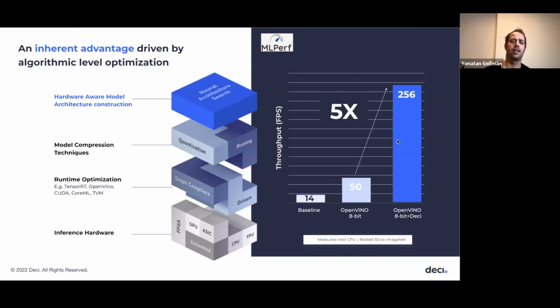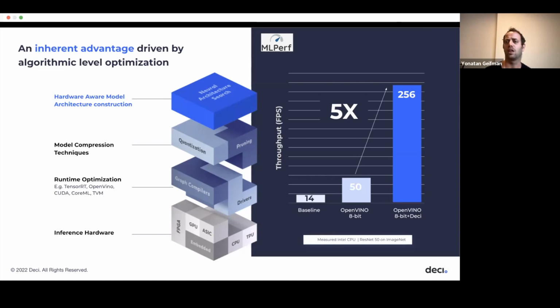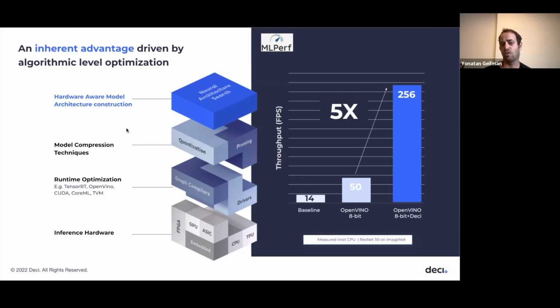So what we can understand is that control over the model design is a very important part of that stack that you cannot ignore when you design a production-grade application. It's really important to take into account the model design and the structure of the model and the performance behavior of that model on the target hardware that you're looking to use. By the way, I didn't mention, but all of those are compared to ResNet 50 on ImageNet. So that's the benchmark in MLPerf that we participated in with those results.